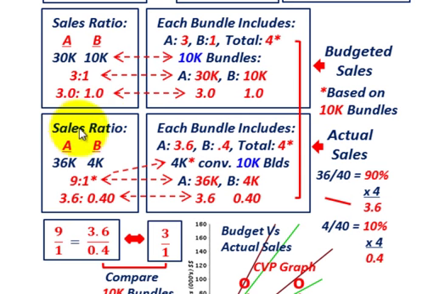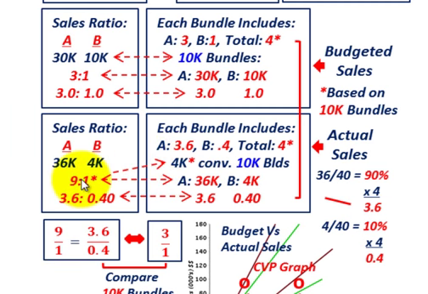Okay, now let's move down to what we have for our actual sales. This is where we're going to make a conversion. We're going to take this 9 to 1 ratio and convert it over to a ratio that's compatible, for comparison purposes, with our budgeted sales of 3 to 1. We're going to do that for a specific reason when we start looking at our comparison on our cost volume profit graph. So how would we do that?